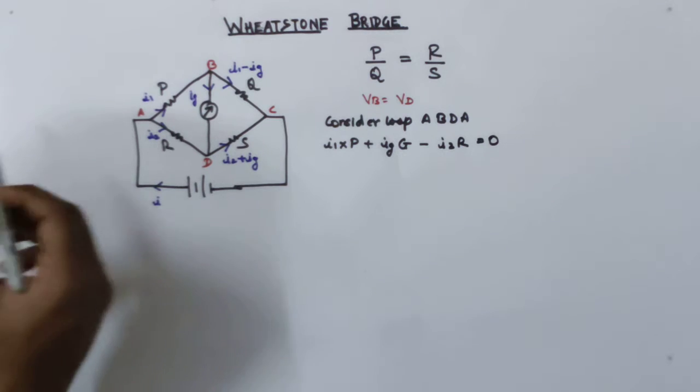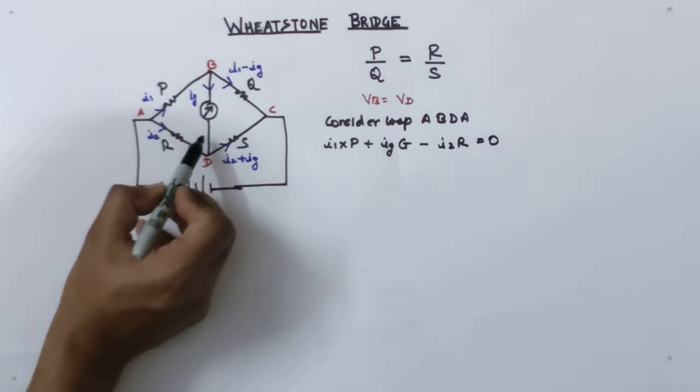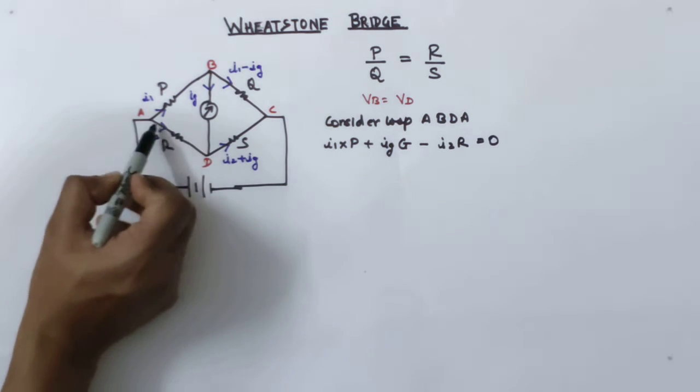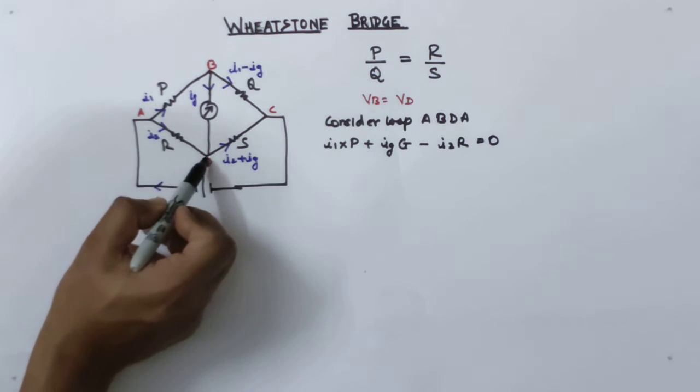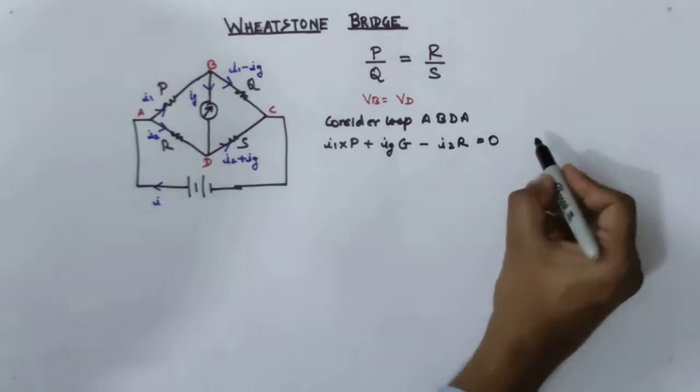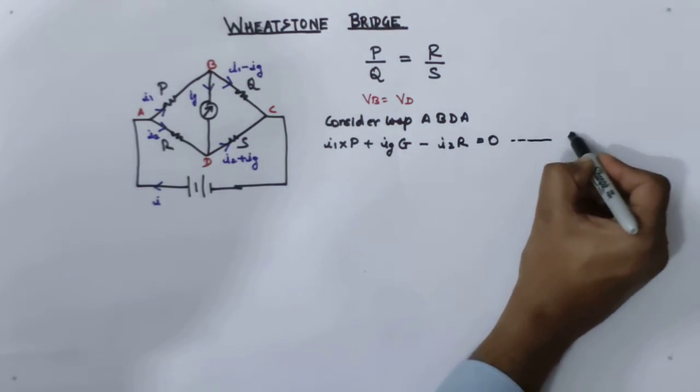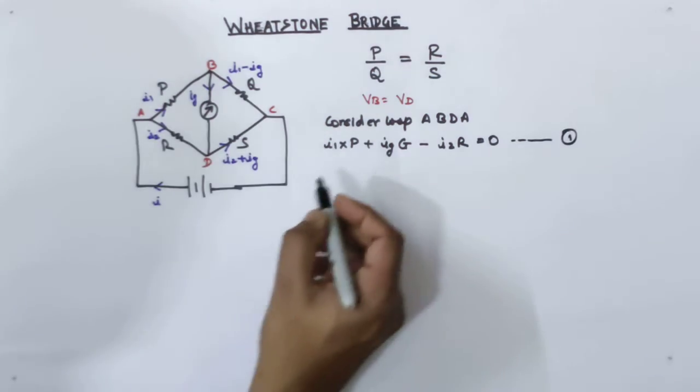Why have I chosen the minus I2 R over here? Because we are going against the direction of the current. As you can see, the current is going from A to D and we are moving from D to A. Now, let's say this is equation number 1.